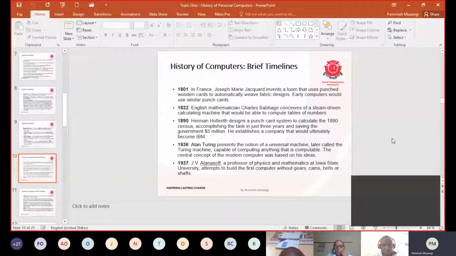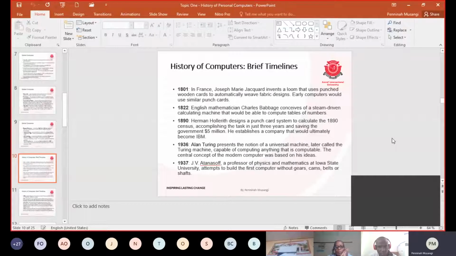You could see that all those machines were meant to assist human beings in doing some tasks, majorly in the calculations and all that. So with that, we can look at the brief timelines in terms of history. We look at what came at what time and who was behind that. In the year 1801, Jacquard invented the loom, the Jacquard loom I was talking about, and it was used to automatically weave fabric designs, and it used punched cards.